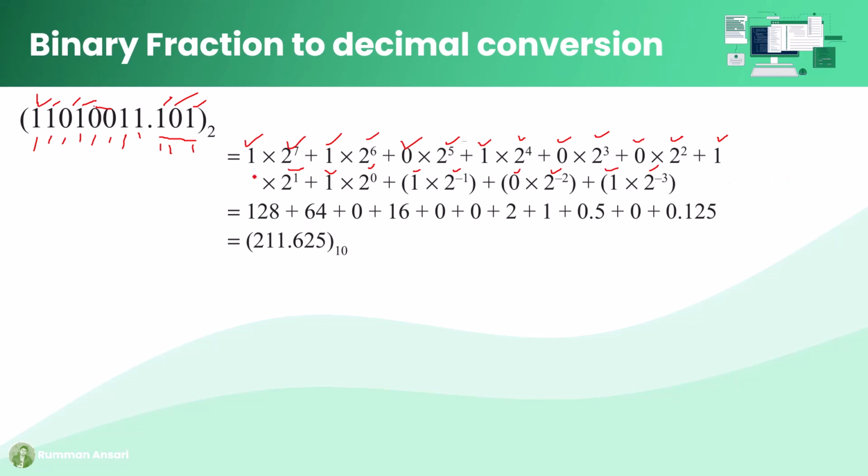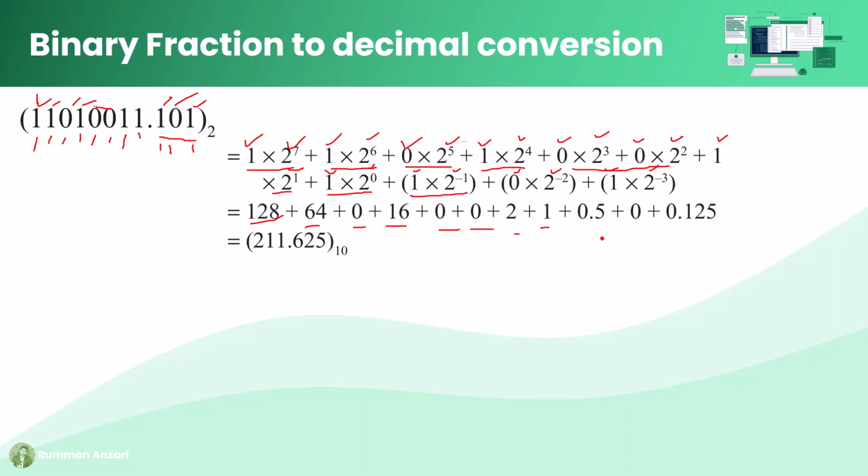Now we have to calculate. 1 into 2 to the power 7 is 128, 1 into 2 to the power 6 is 64, and 0 multiplied by anything will be 0, 1 into 2 to the power 4 is 16, again for this it will be 0, and after that 1 into 2 to the power 1 will be 2, and 1 into 2 to the power 0 will be 1, because 2 to the power 0 equals 1, and 1 into 1 means 1.